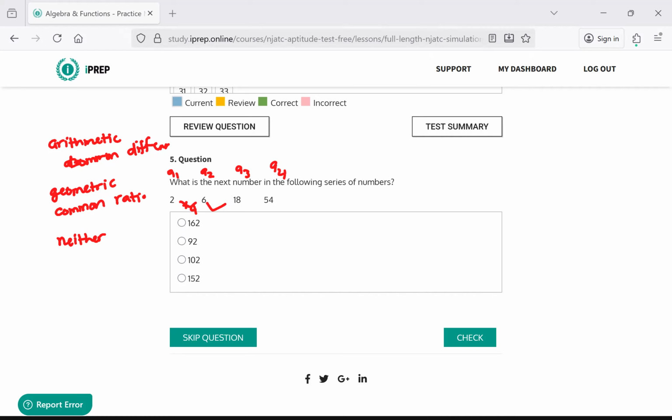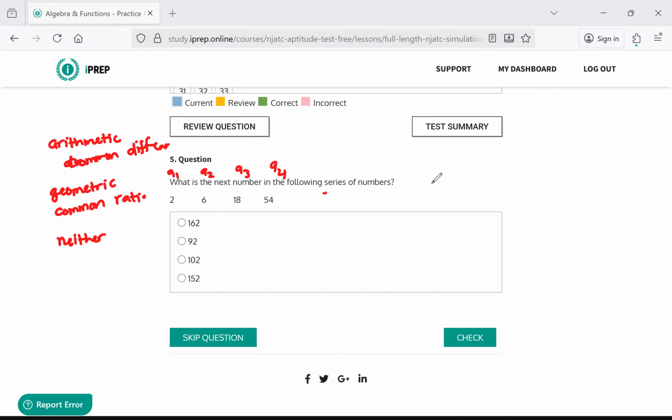You would have to add 12. As you can see, this is no longer an arithmetic sequence, because you went from adding 4 to adding 12, and it has to be the same number constantly. So that's why it's not arithmetic. Let's try, does it have a common ratio?